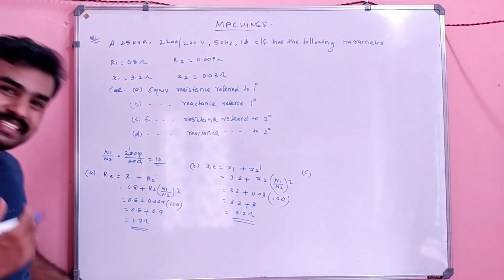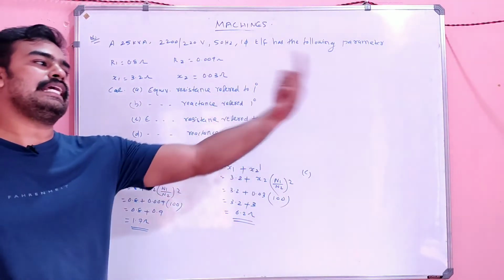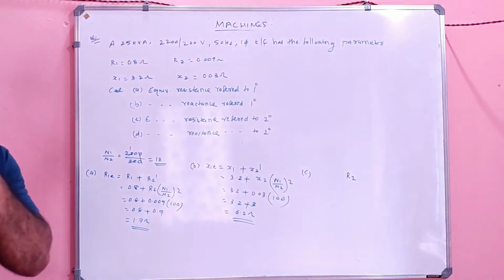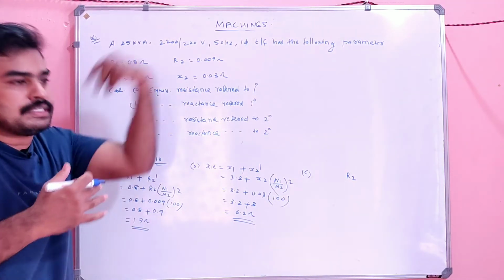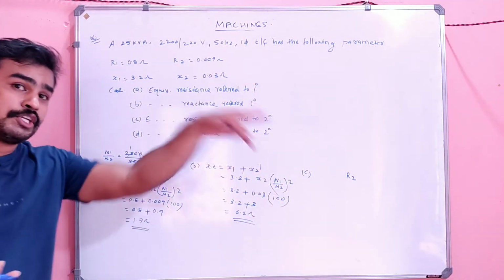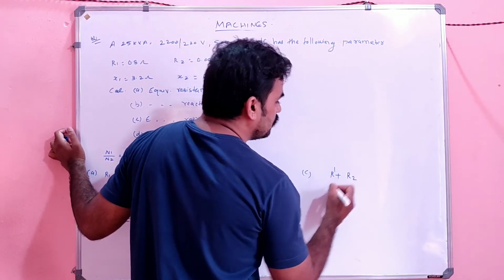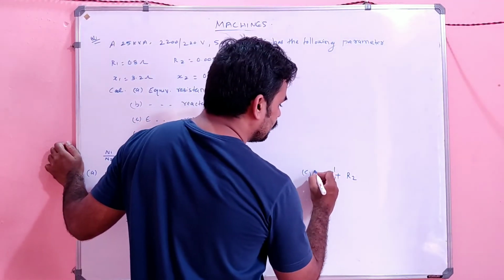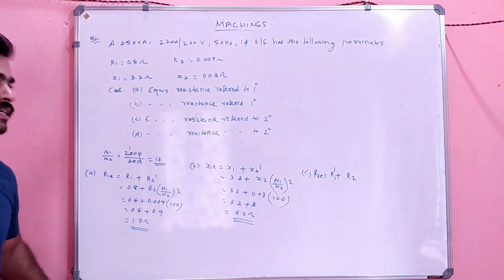Equivalent resistance referred to secondary, right? So equivalent resistance referred to secondary means initially in the secondary there is some resistance which is nothing but R2. And you are transferring the primary resistance to the secondary side. Then only it will become equivalent resistance referred to secondary. So you are converting the primary side resistance R1 to the secondary side, so it will become R1 dash. That is nothing but R2E, equivalent resistance referred to secondary.